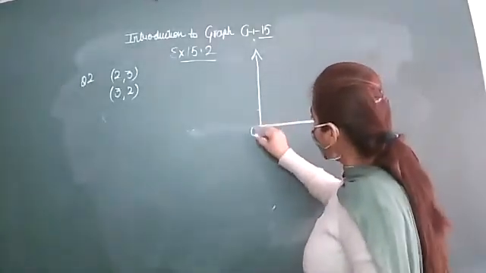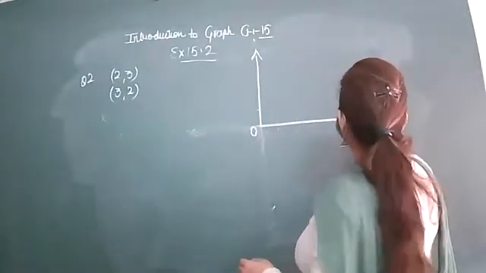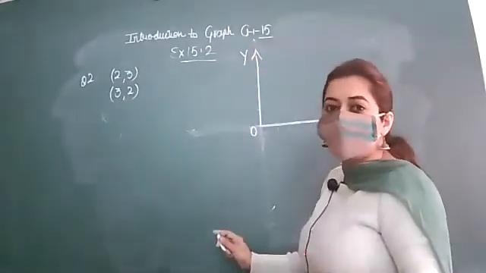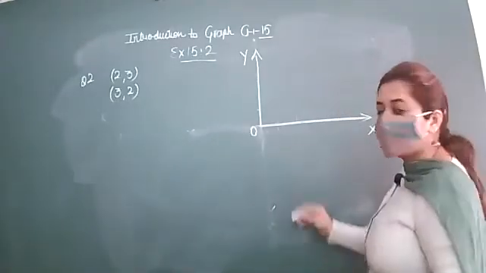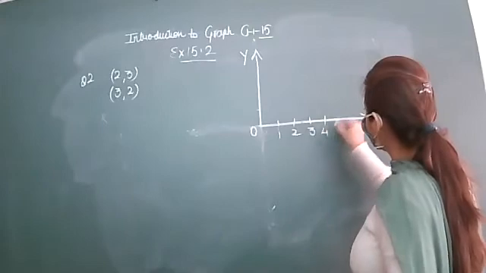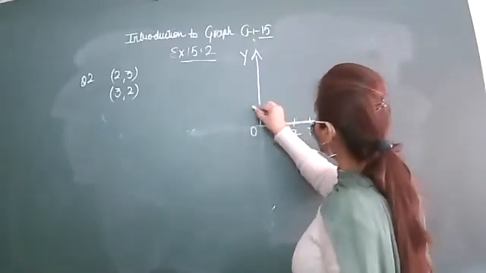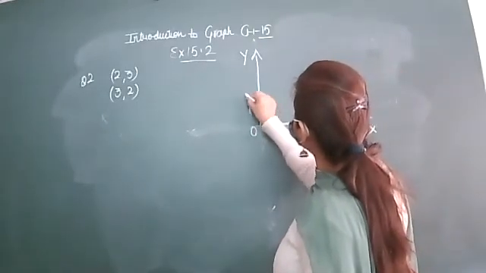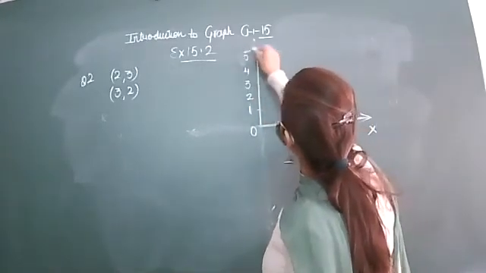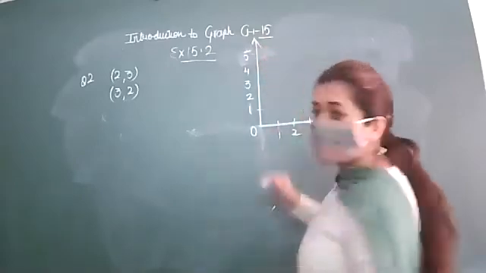So I have written the origin. This is your x-axis. This is your y-axis. If you want to draw it completely as you wish, that's also correct. No problem. 1, 2, 3, 4, 5. In this, 1, 2, 3, 4, and 5. So these are your points.